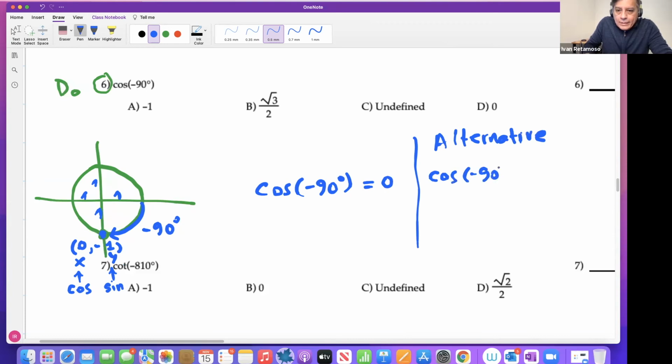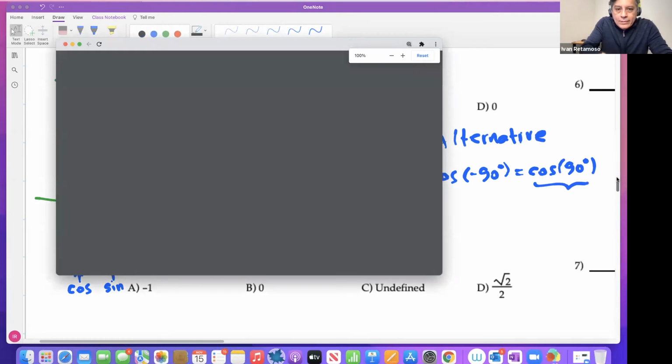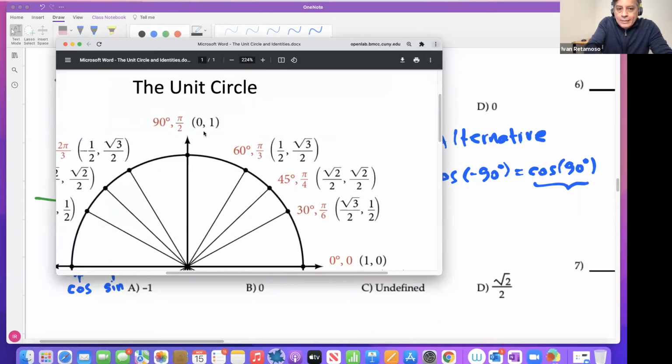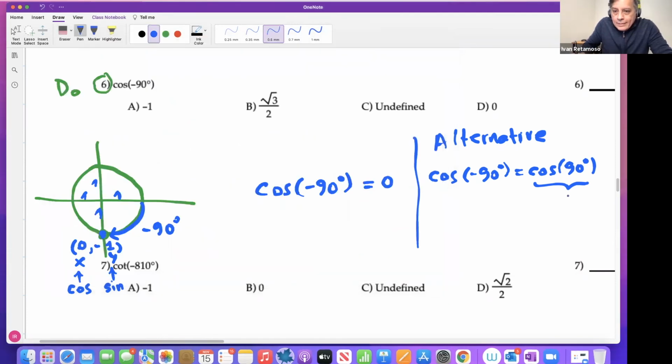Alternatively, you can say cosine of negative 90 degrees is equal to cosine of 90 degrees by the properties associated to negative angles, right? Cosine doesn't care about the sign of the angle. But this can be found from our unit circle sheet because you see here 90 degrees. Look, first coordinate cosine, second coordinate sine. First coordinate, cosine of 90 degrees, 0, right? Very good. Using the unit circle sheet.